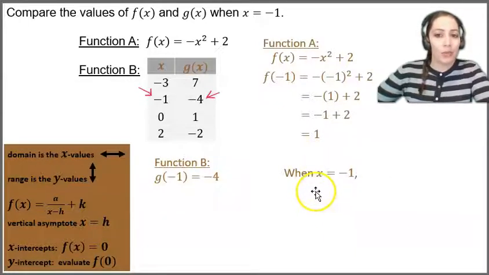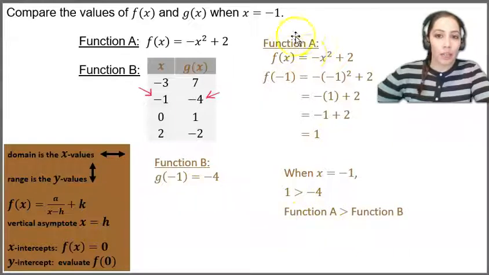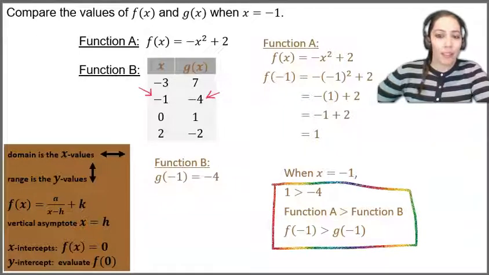When x equals -1, I know that this one up here was 1 and this one equaled -4. 1 is greater than -4. I can also see that function A is greater than function B. And then another way I could compare them is saying f of -1 is greater than g of -1. So any of these answers right here would be good for a comparison.